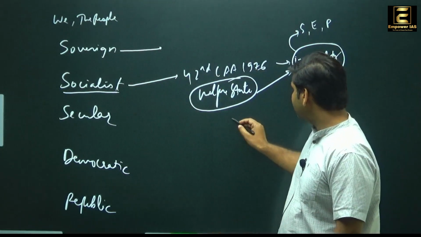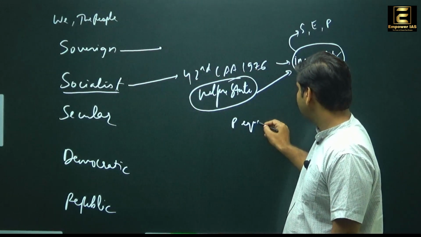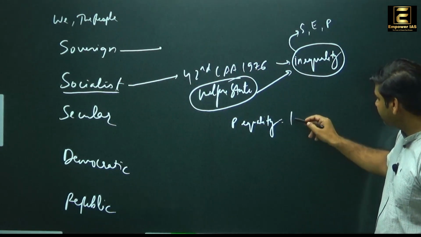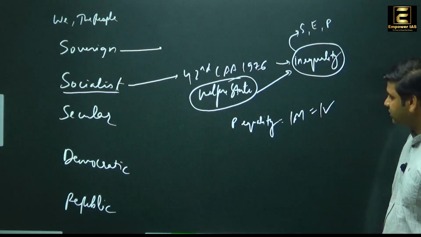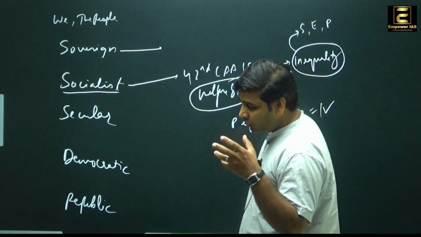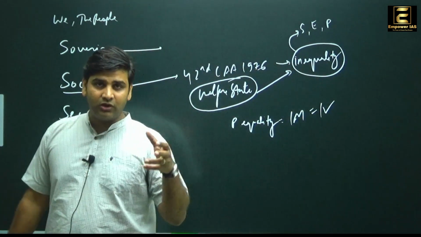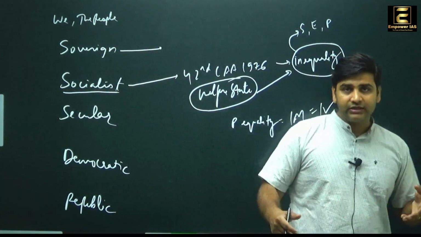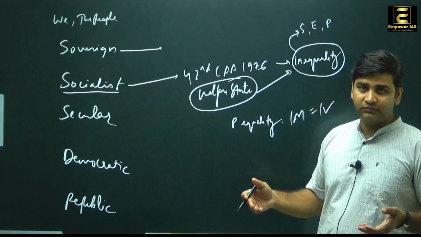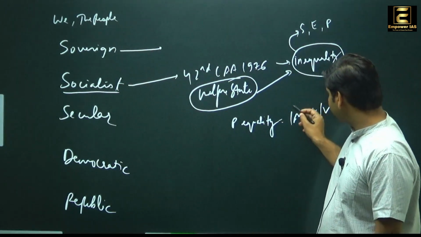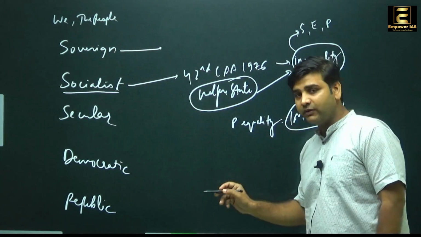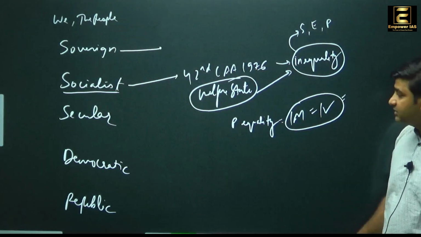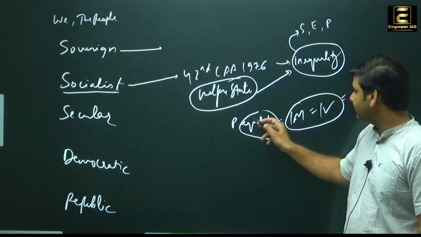What does political equality mean? Political equality simply means one man is equal to one vote. The vote of a rich man, of a higher class man, or of a man of a particular religion will not carry more value. So one man and the vote cast by that one man, and man includes women, will be equal to one vote. This is political equality.